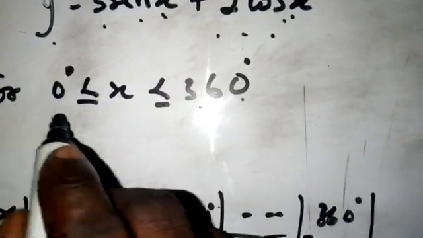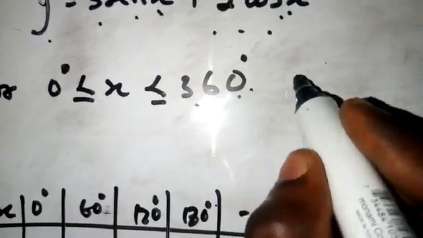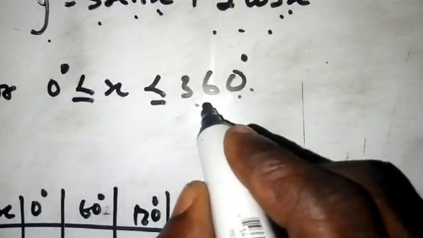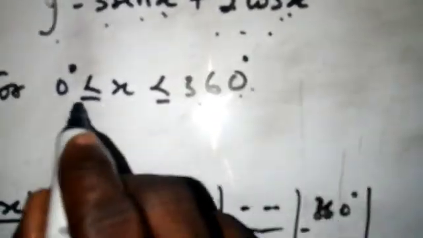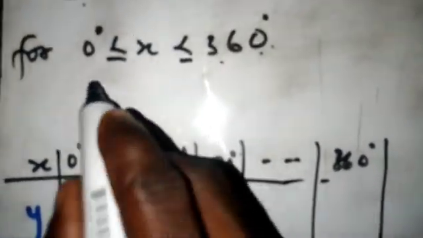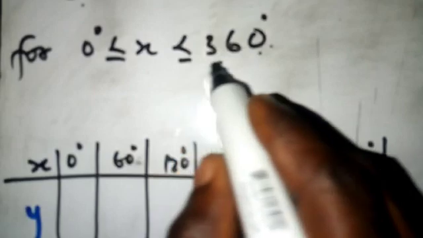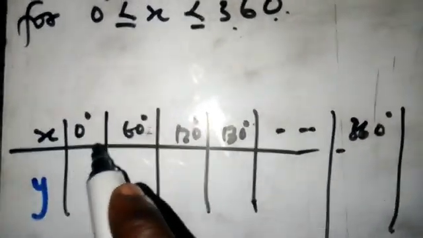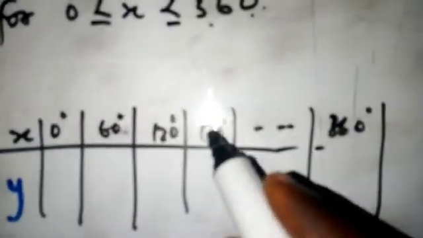You cannot have a negative here. You cannot have anything that is more than 360 degrees. Is that okay? So you should have this range. Now if you are given a table, that is fine. If you are not given a table, you just need to list some members, right? So let's start from 0 here, and then 60 degrees and so on up to 360. You know that we cannot go beyond.